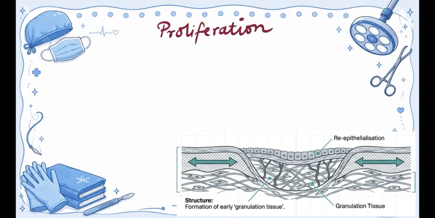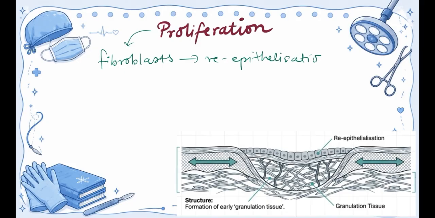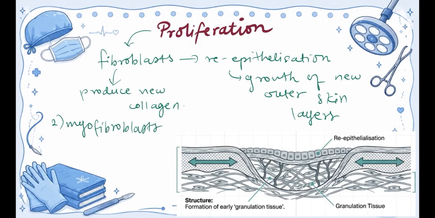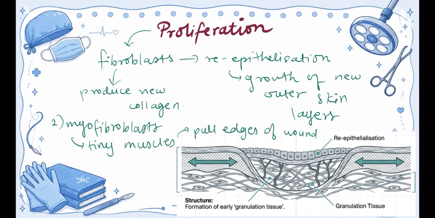Healing then shifts into the proliferation phase. Here, cells called fibroblasts take center stage. These cells drive the production of brand new collagen. They also drive re-epithelialization. That is a highly technical word, but it simply means the growth of new outer skin layers. At the same time, special cells called myofibroblasts act like tiny muscles. They literally pull the edges of the wound together.